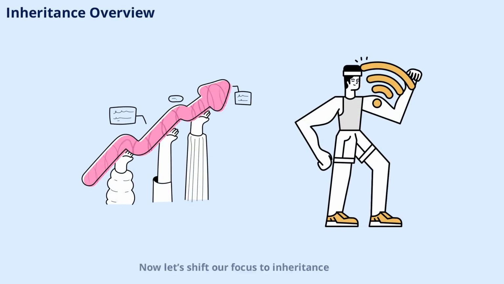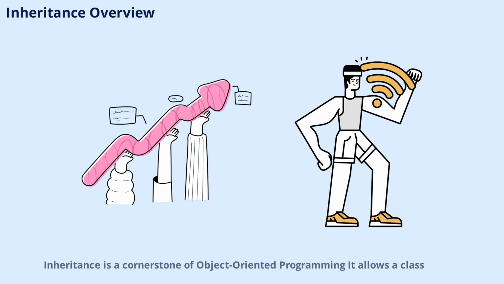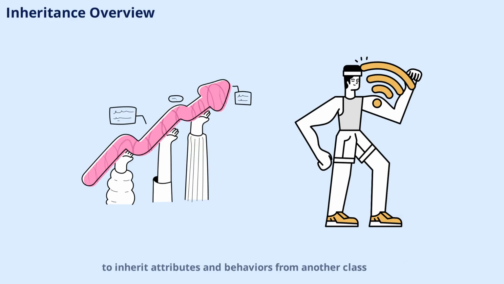Now let's shift our focus to inheritance. Inheritance is a cornerstone of object-oriented programming. It allows a class known as the derived or child class to inherit attributes and behaviors from another class called the base or parent class. This means you can reuse, extend, or modify existing code without rewriting it from scratch. Inheritance promotes code reusability and helps organize complex systems into manageable components.